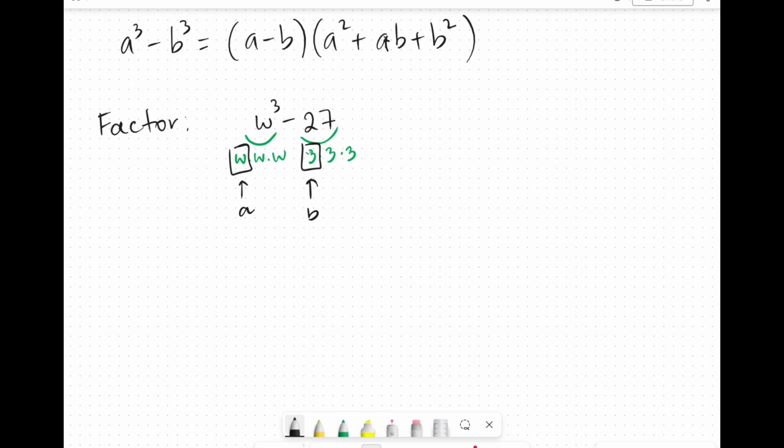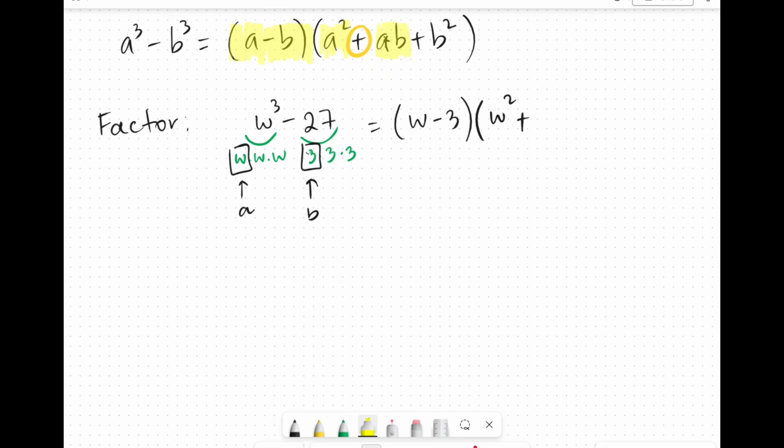So now we just have to follow the formula to write the factored form. The first thing I see in the formula is this first set of parentheses that tells me to write A minus B. So for my question, I will be writing W minus 3. The next set of parentheses here, the first thing I see is taking the A, which my A is W, and squaring it, so that will be W squared. Then a plus sign here, so I will repeat that. The next thing in the formula is A multiplied by B.